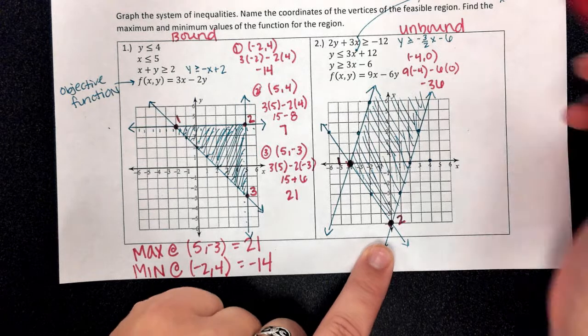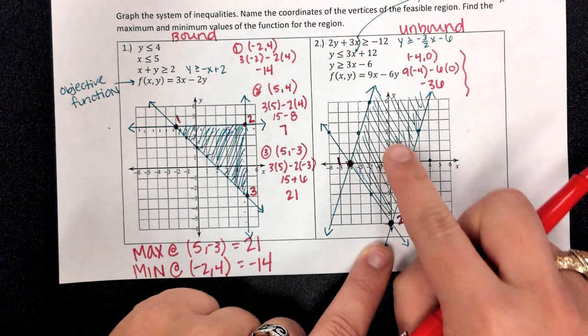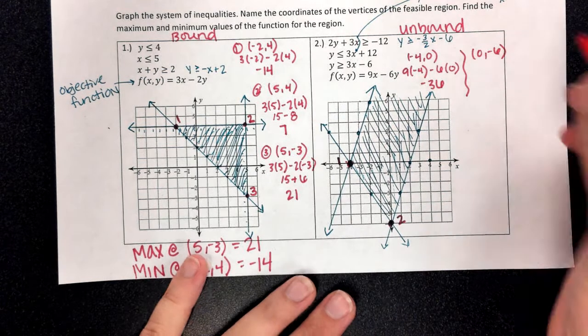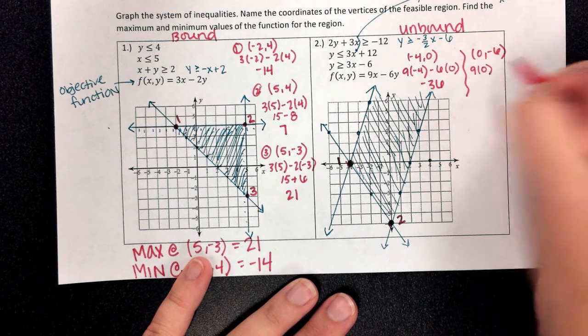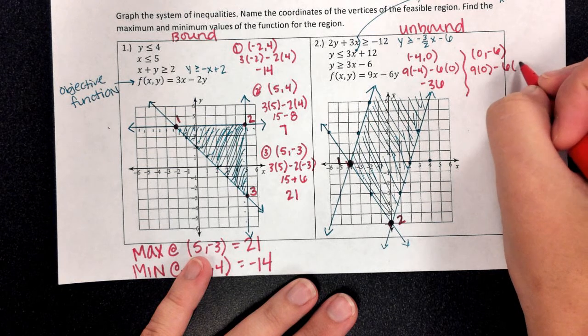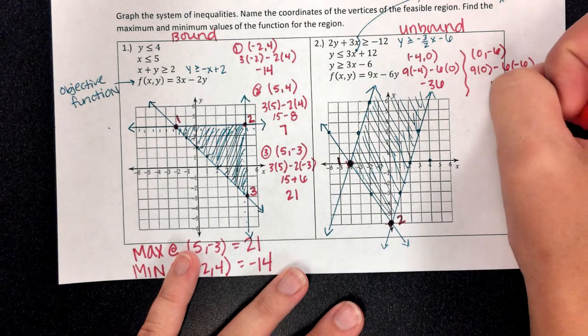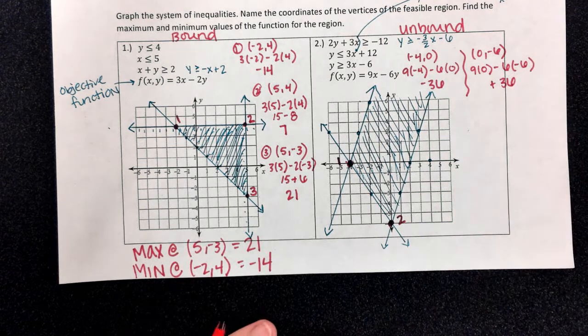My second point would be 0, negative 6. So I have 9 times 0 minus 6 times negative 6, which would give me a positive 36.